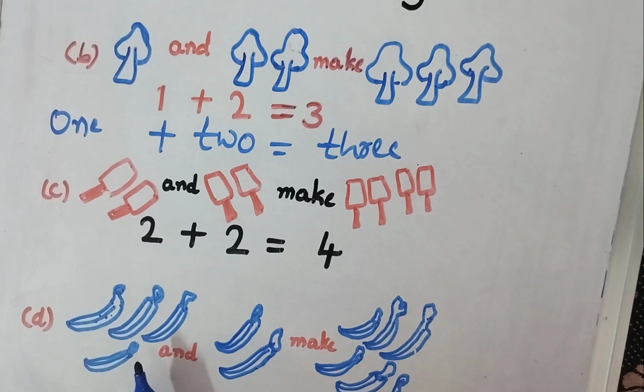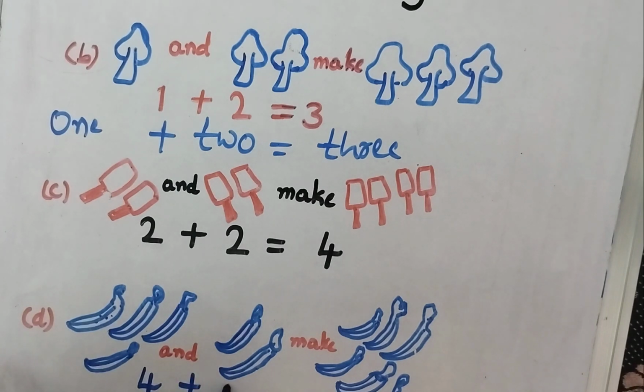I wrote some bananas here. So how many bananas are there? 1, 2, 3, 4. And 1, 2. So here 4 plus 2 is equal to how much? We add together 4 and 2. So it makes 1, 2, 3, 4, 5, 6. So 4 plus 2 is equal to 6.